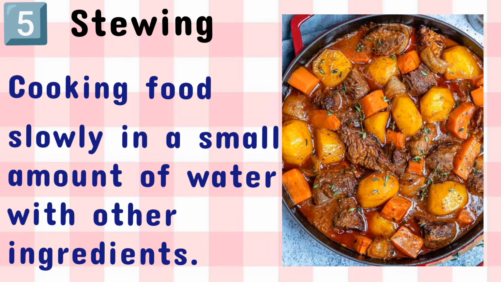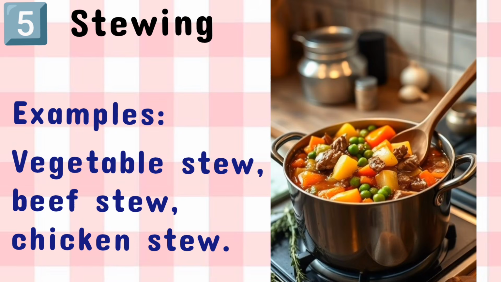Now let's move on to number 5, stewing. It's cooking food slowly in a small amount of water with other ingredients. I know a lot of you know foods that have been stewed. Examples of food that we stew include vegetable stews, beef stews, and chicken stews.